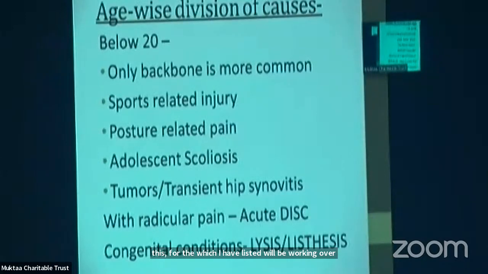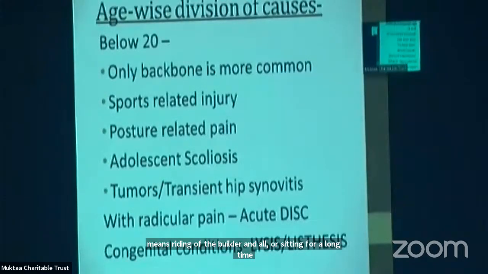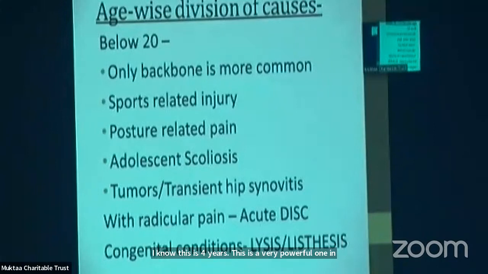more commonly what is seen below 20 is only backache. In today's era, sports-related injury is common. Posture-related pain, that means riding of two-wheeler and all, or sitting for a long time. Adolescent scoliosis is a very common cause in the below 20 age group. Then again, tumor and all the general causes.